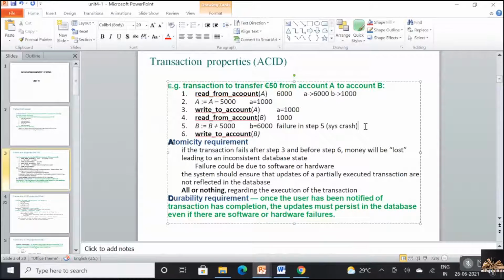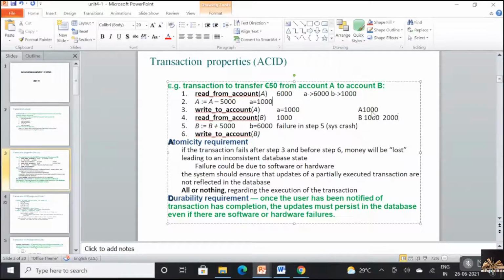Okay. Now, once there is a system crash, what will be happening to the values? What is the value of A? The new value of A is 1,000. What is the new value of B? Again, it is 1,000. What is the total value of A plus B after the transaction has failed or executed, whatever? The value over here is 1,000 plus 1,000 is 2,000.